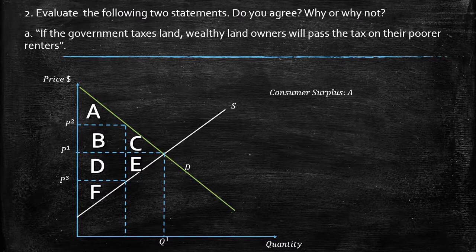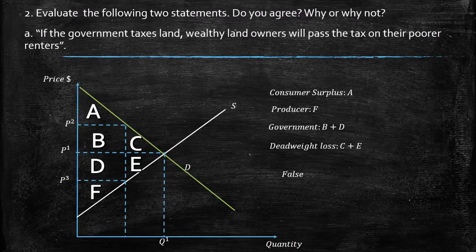But why is this kind of false? Why can I say this is kind of false? Because remember, when there is a tax, both parties have to split it. We have to take into account that it depends on elasticity which curve is going to be charged more, because the curves that are more inelastic are going to be more charged with the tax. Okay, so it depends, but they will pass the tax on to the poorer renters. This is false, because even if the tax is just charged to the poorer renters, even the wealthy landowners have to pay. They have to assume part of this tax.